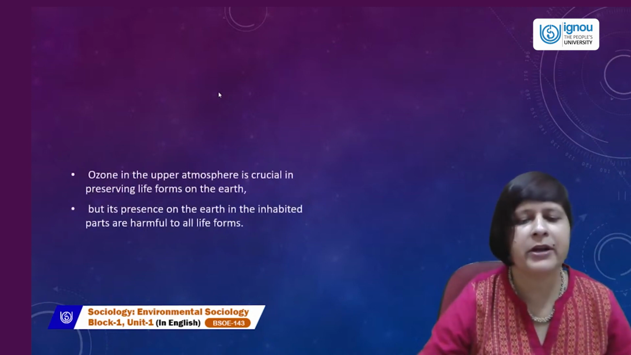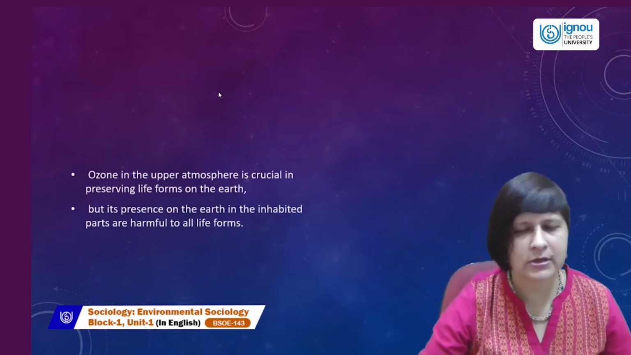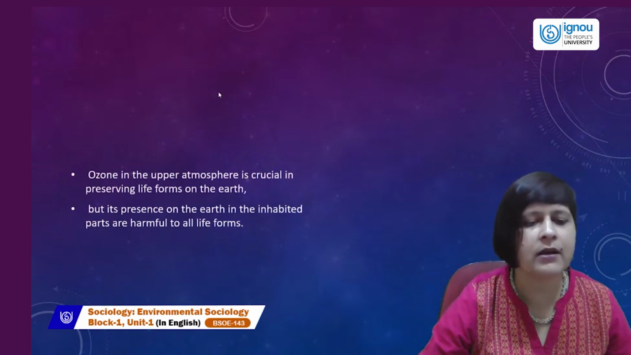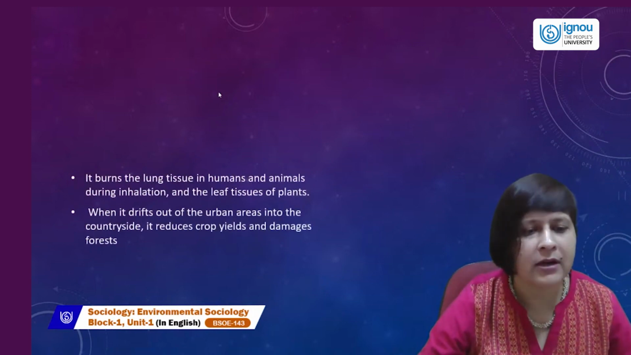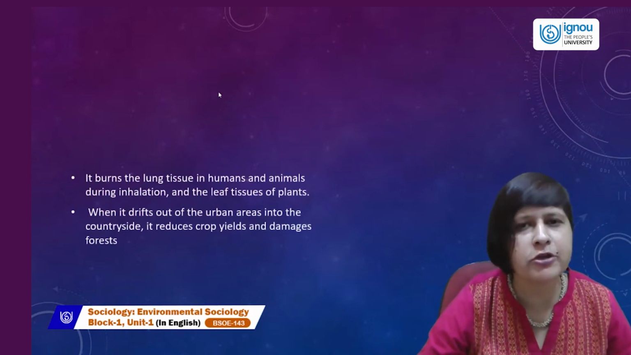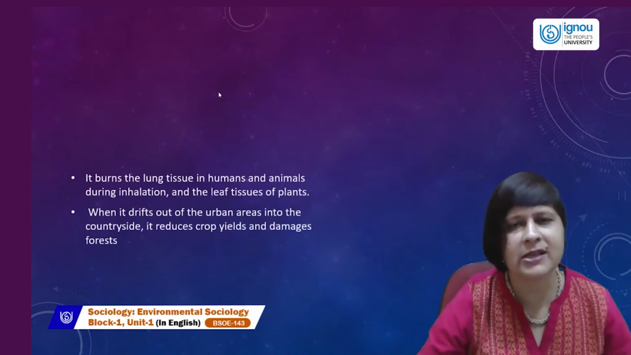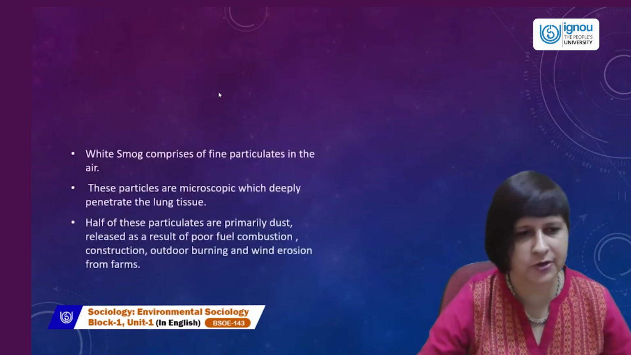Ozone in the upper atmosphere is crucial in preserving life forms on the Earth. We just discussed it. But its presence on the Earth's surface is harmful to all life. It burns the lung tissues in humans and animals during inhalation, and the leaf tissues of plants. It impacts human beings, animals as well as plants. When it drifts out of the urban area into the countryside, it reduces crop yields and damages the forest.